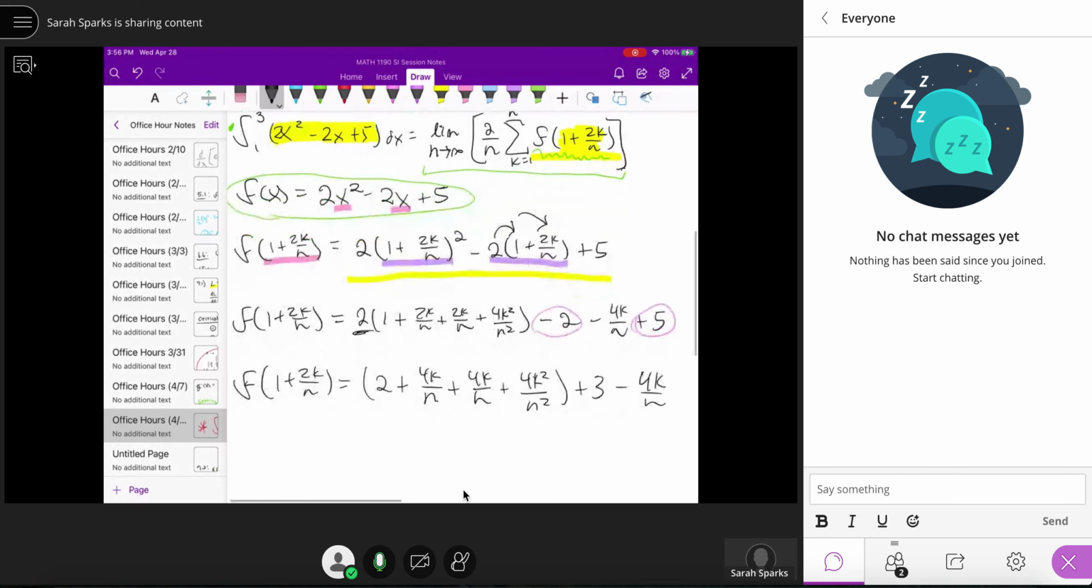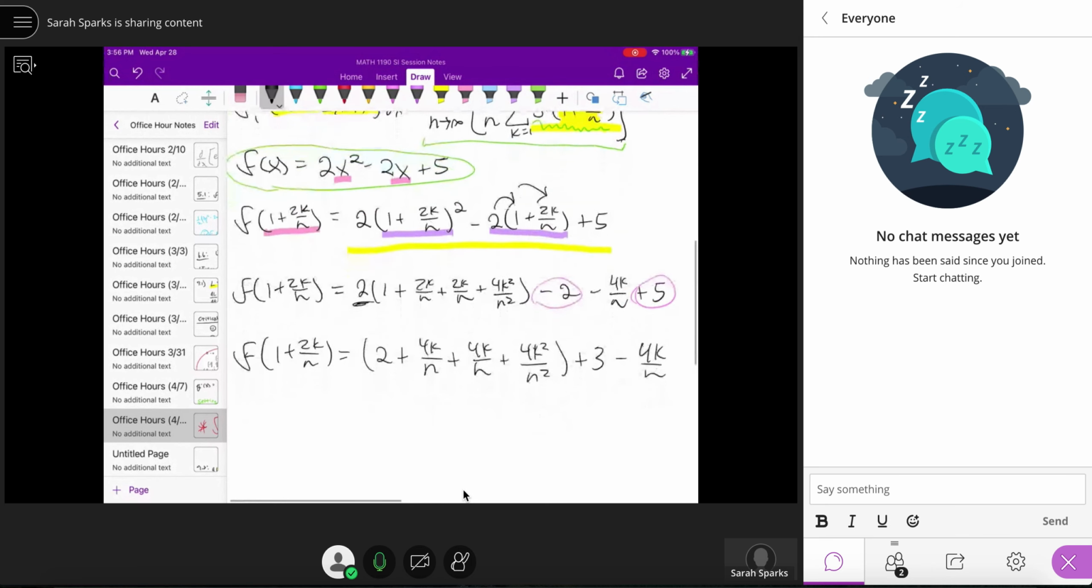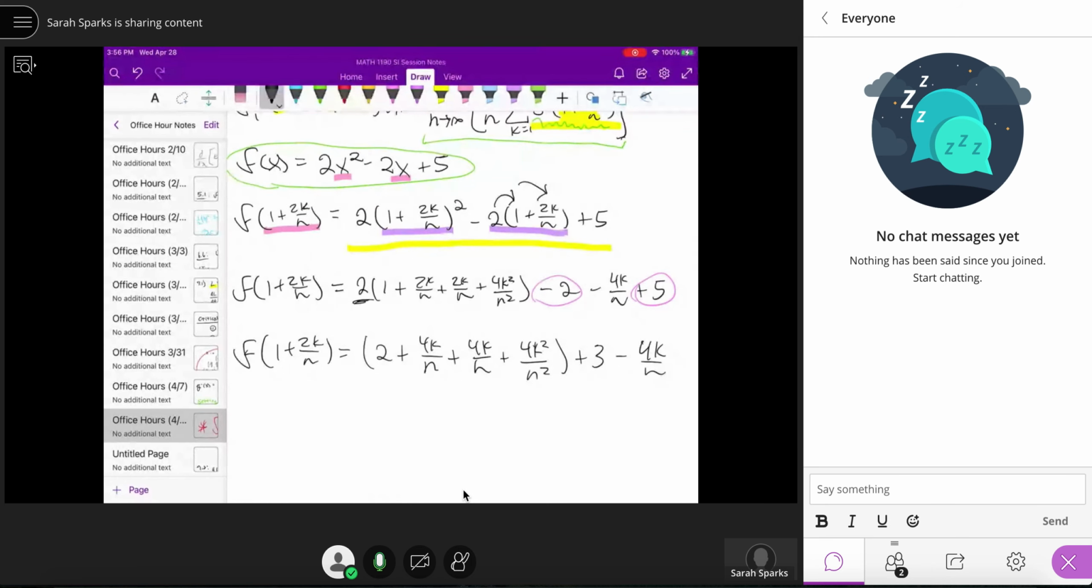So for the 4k squared over n squared, we don't distribute the 2 with it? Oh, no, we do. I just didn't do that for some reason. Okay, thank you. This is a good catch. We definitely do distribute it. That was just my fault. It's okay. And the funny thing is I think that would have changed our answer. I think that would have changed our answer. Yeah, it might have, it might have not.